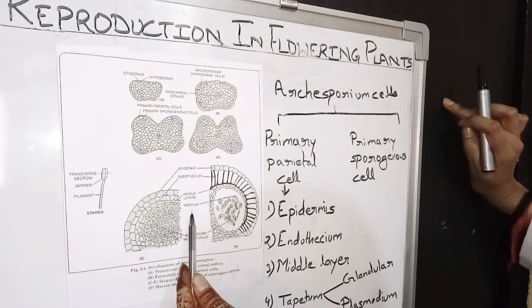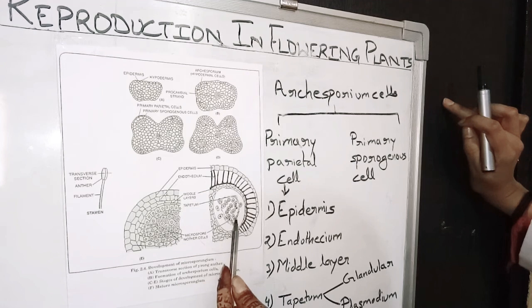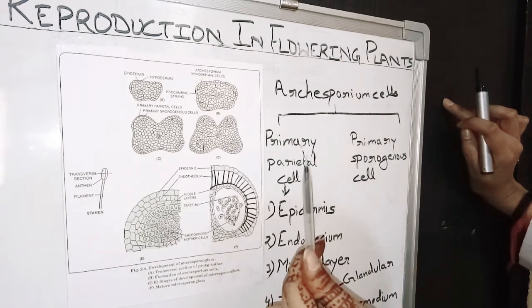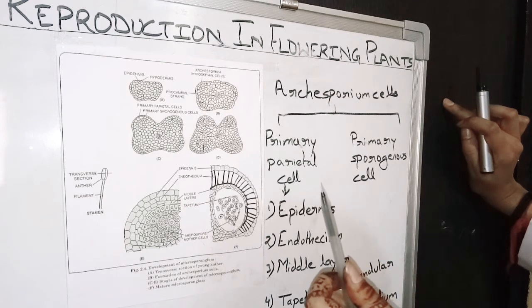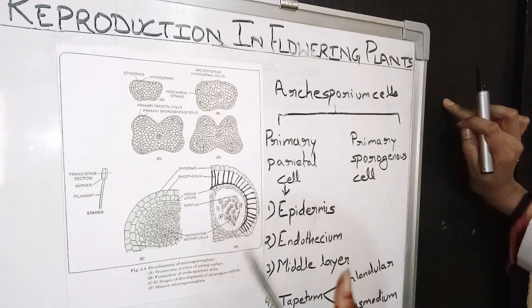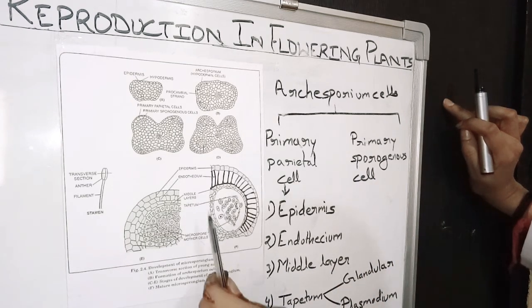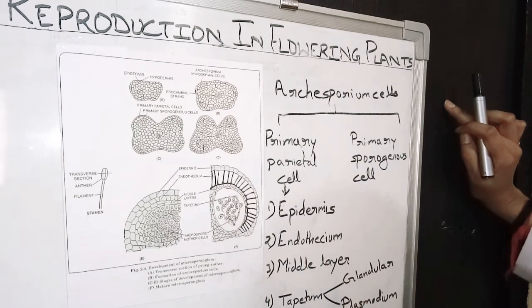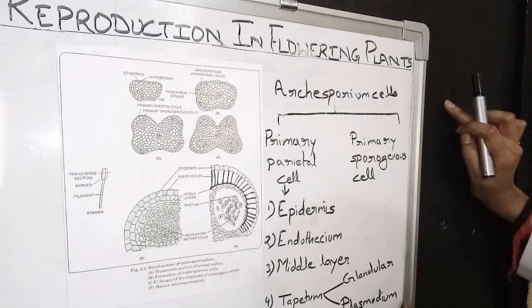There is another layer called the tapetum. The role of the tapetum is to provide nutrition to the developing microspores. Microspores are the cells which give rise to male reproductive germ cells. What are they? Pollen grains. We can simply call them pollen grains. So the tapetum is a layer which provides nutrition to the developing pollen grains. Tapetum is of two types, glandular and plasmodial.